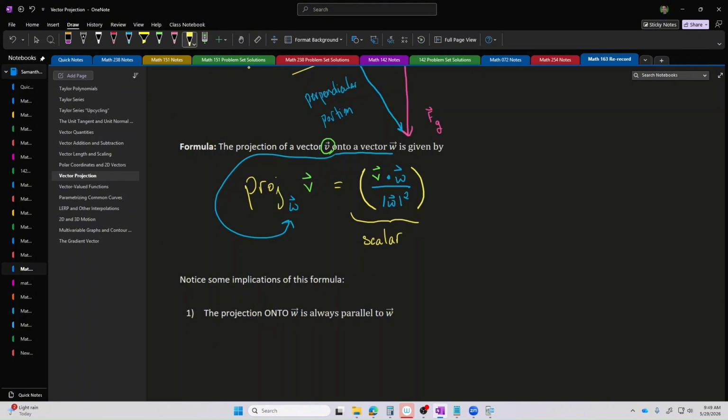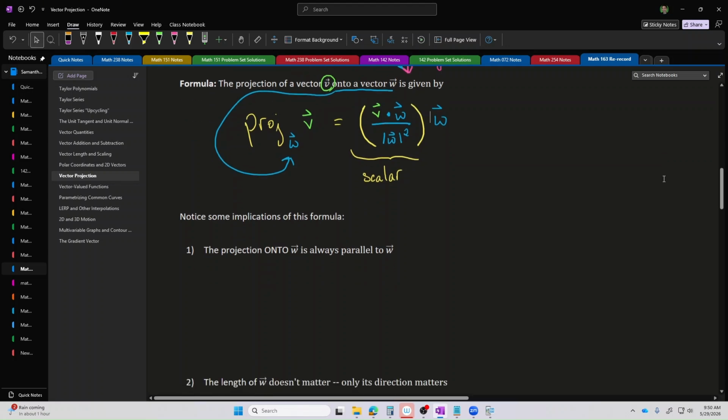Because v dot w produces a scalar, the dot product always produces a scalar, and the length of w is a scalar as well. So both the numerator and the denominator here are scalars. I'm going to take that scalar multiple and apply it to the vector w. So scale the vector w by this number. That's what the projection is asking us to do.